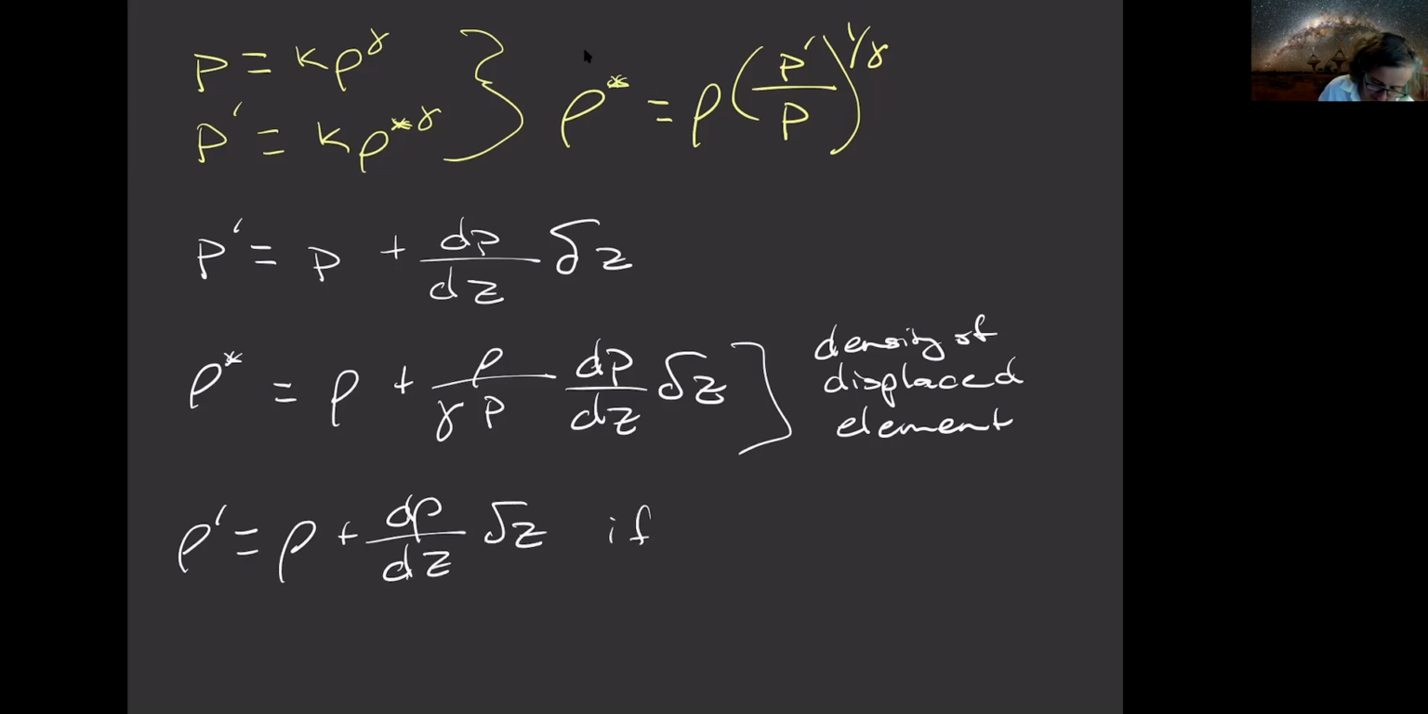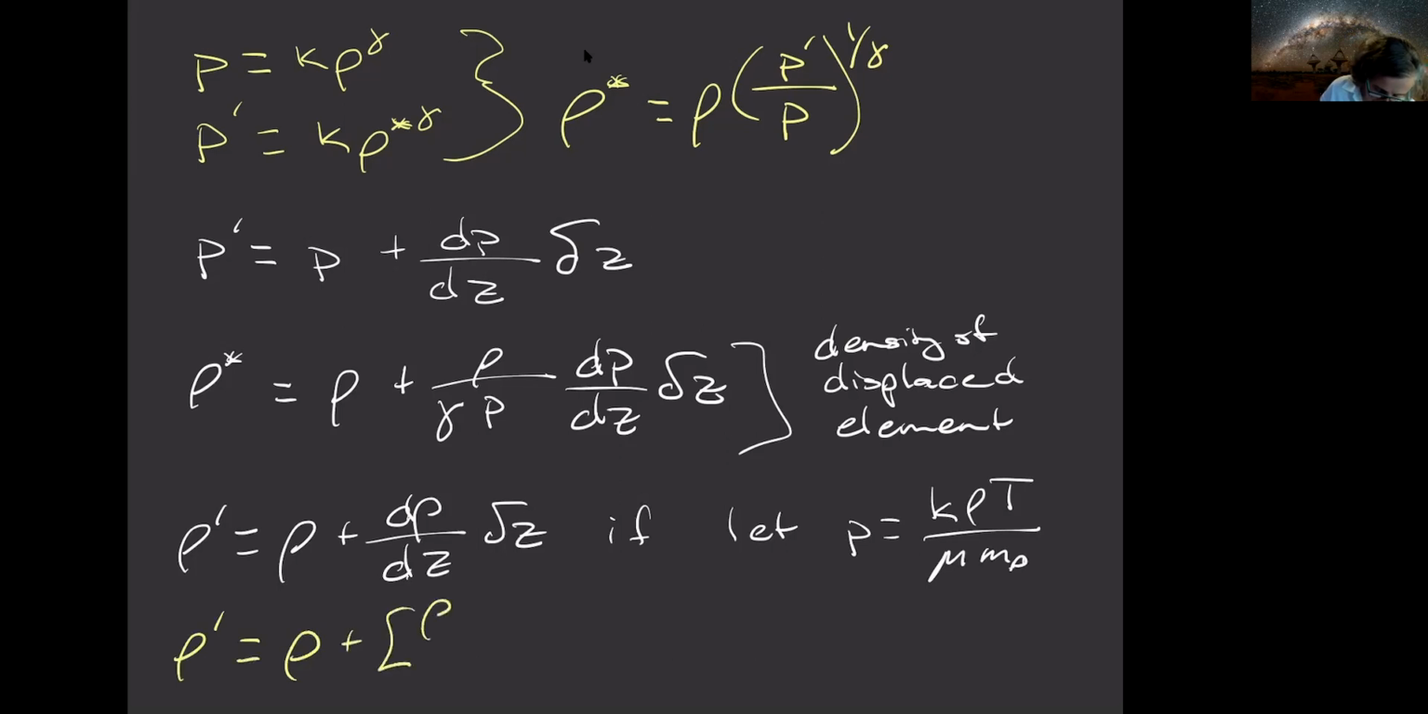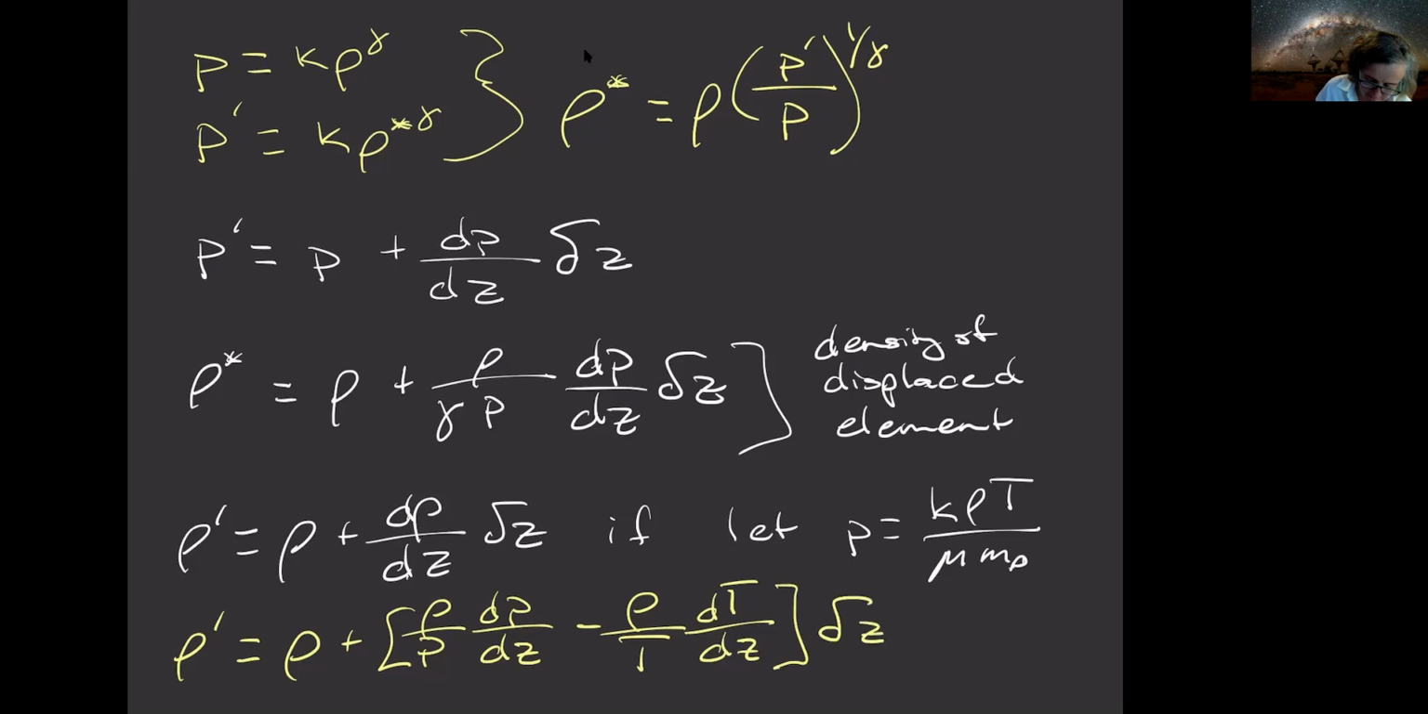And if we let P equal k rho T on mu m_p, which is just a standard ideal gas law, then we find that rho prime is equal to rho plus rho on p dp dz minus rho on T dT dz, where I've just taken the derivatives of the two different terms, which will have gradients, times the displacement.